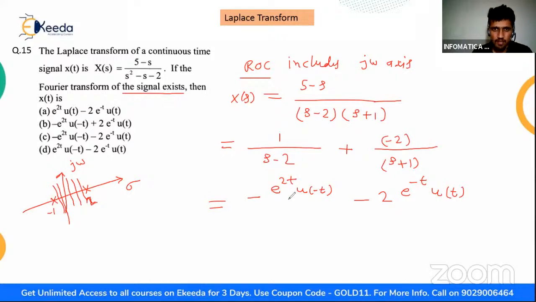So e to the power 2t u of minus t minus 2 e to the power minus 2t. So which is correct? e to the power minus 2t u of minus t, this is again minus. So C is correct. So C is the correct answer. Now let's move to the next.